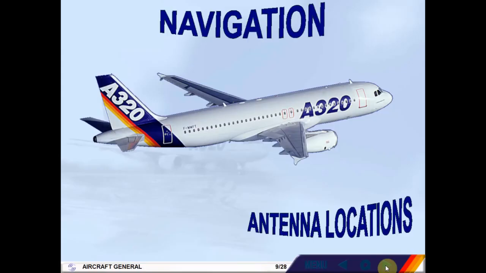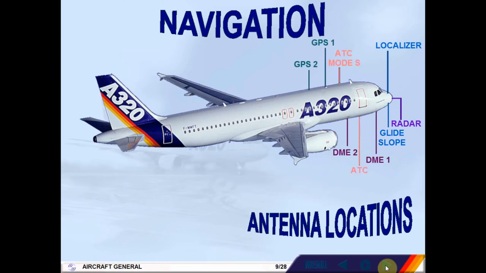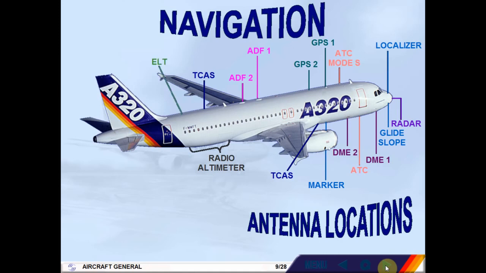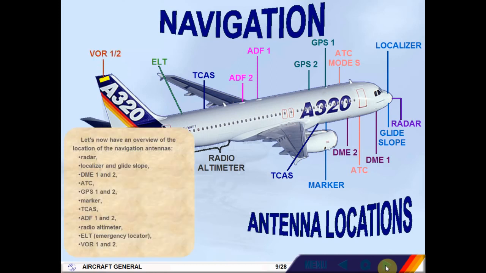Let's now have an overview of the location of the navigation antennas. Radar, localizer and glide slope, DME 1 and 2, ATC, GPS 1 and 2, marker, TCAS, ADF 1 and 2, radio altimeter, ELT, emergency locator, VOR 1 and 2.